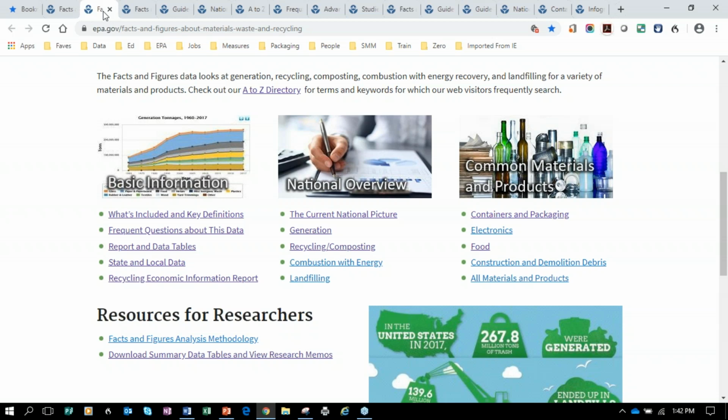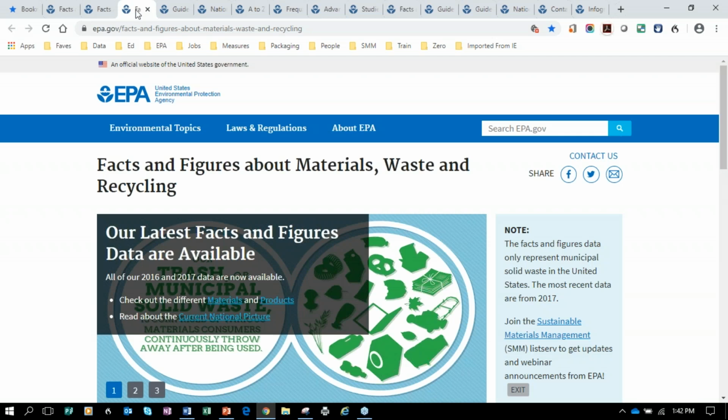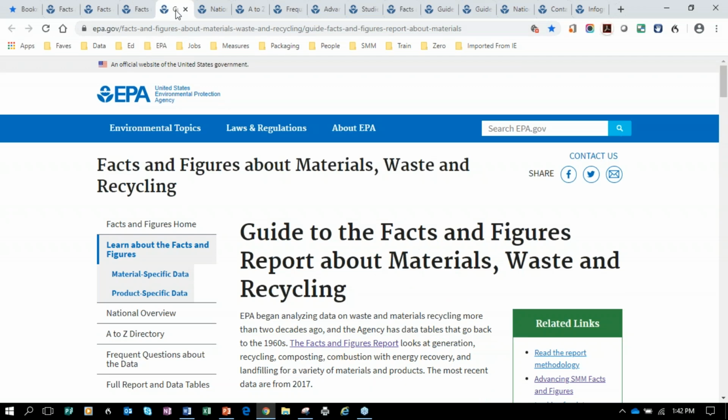And then for all those researchers out there, we've set it up so that you can actually download the facts and figures, summary tables, and view research memos, and the actual methodology for this top-down methodology report. So that, in the facts and figures, materials, waste, recycling website, we have on the left-hand side the facts and figures home, which I just walked you through.